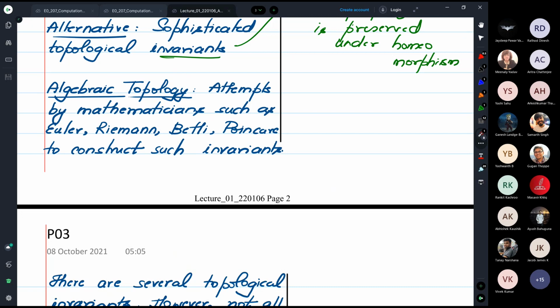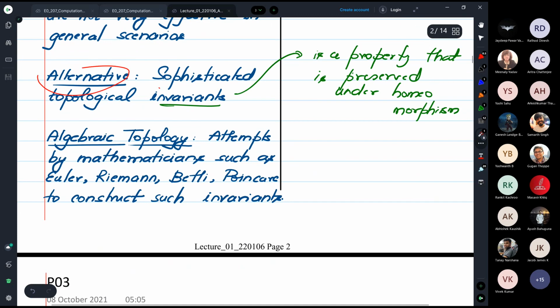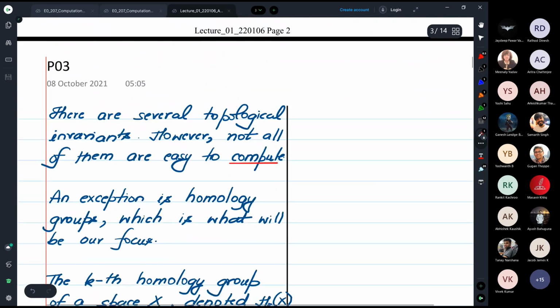So what's the summary? In algebraic topology, we are interested in knowing if two spaces are homeomorphic or not. Simple operations or simple properties, of which one can easily say this is satisfied by this space and not satisfied by that space, are very difficult to identify. The alternative is to identify some sophisticated topological invariants. That's what this field of algebraic topology is all about.